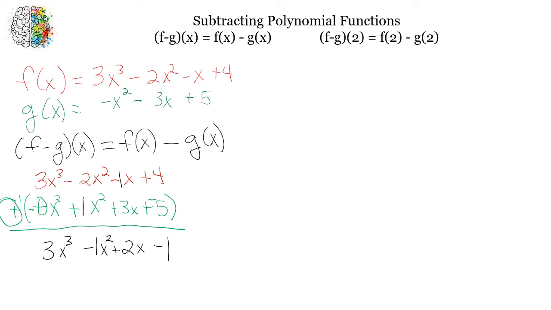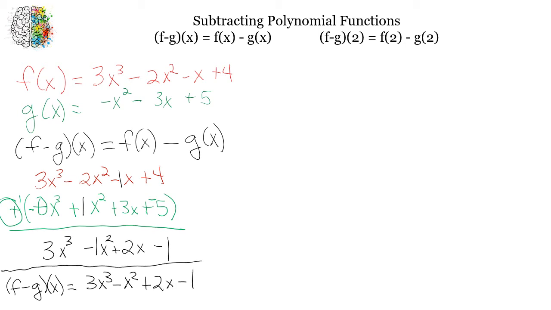So that tells me that my final answer for f minus g of x is going to be 3x cubed minus x squared plus 2x minus 1. And that would be my final answer.